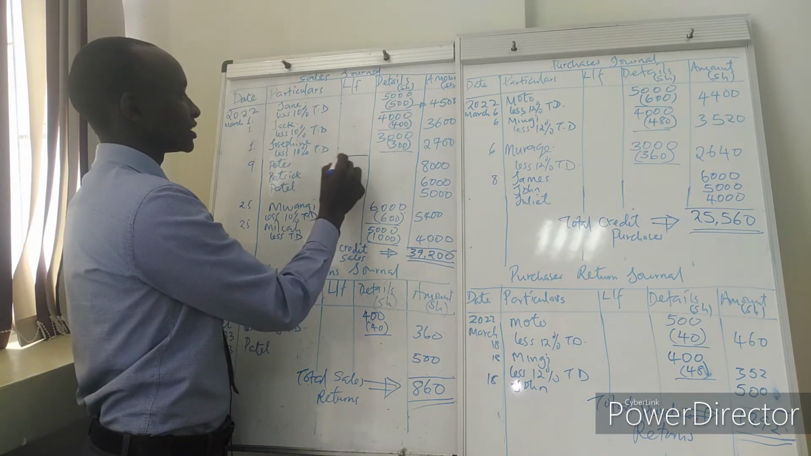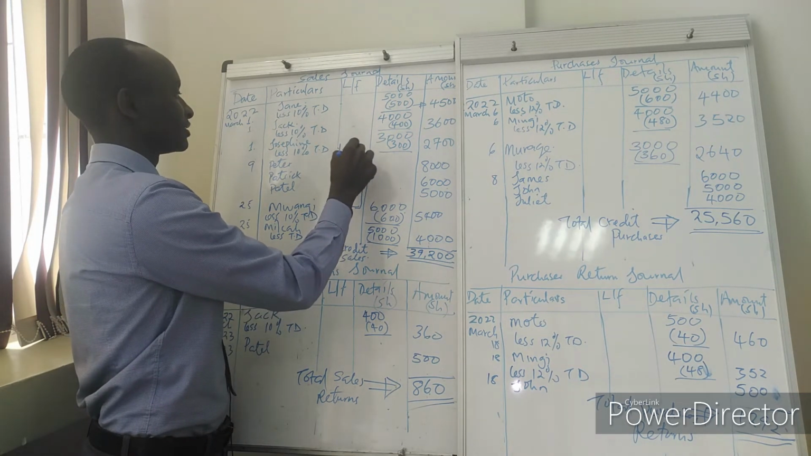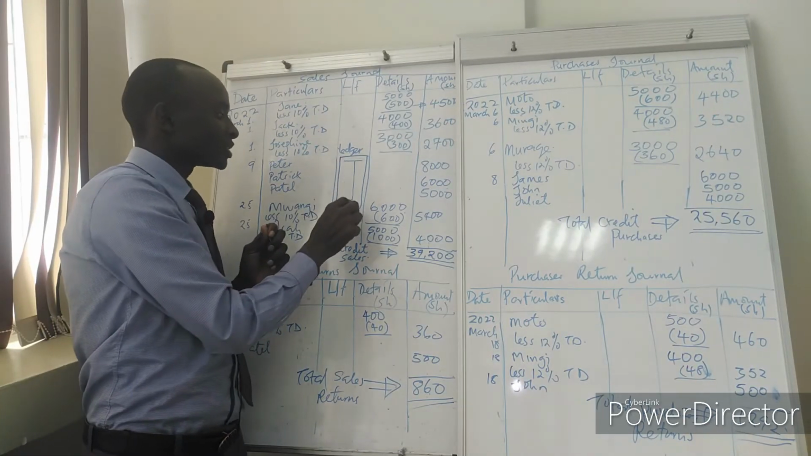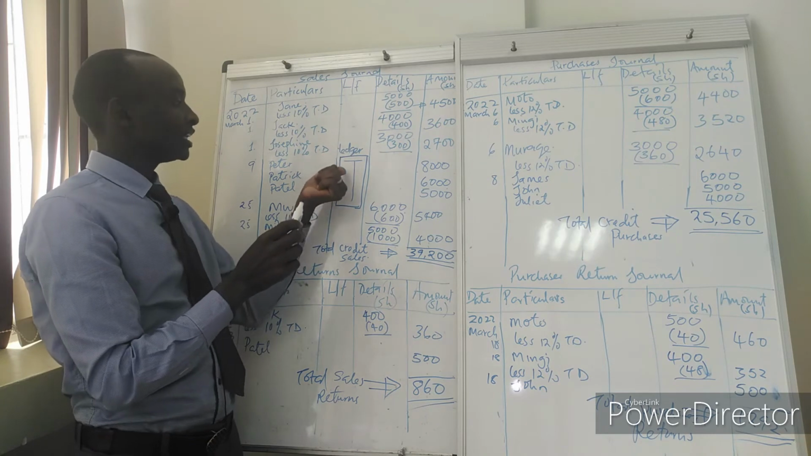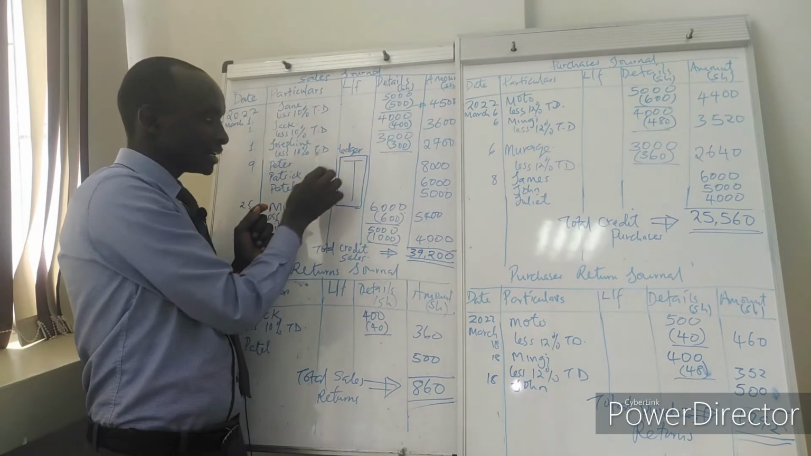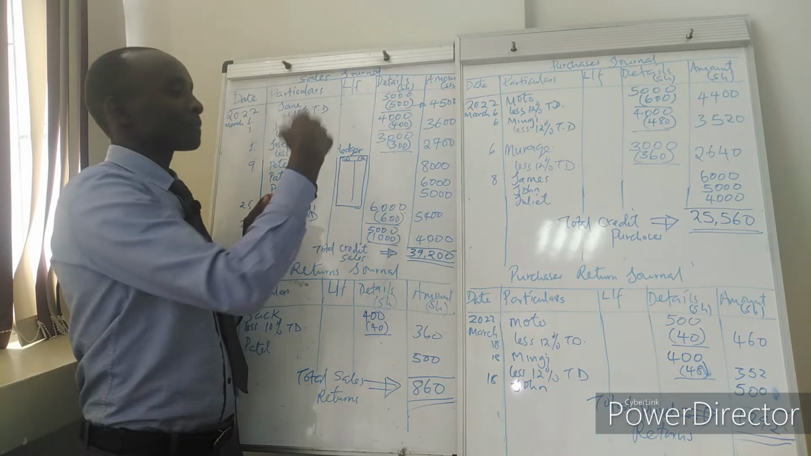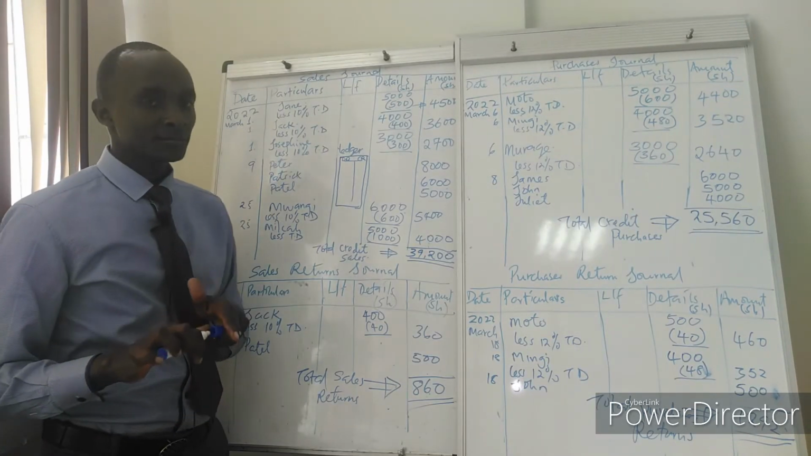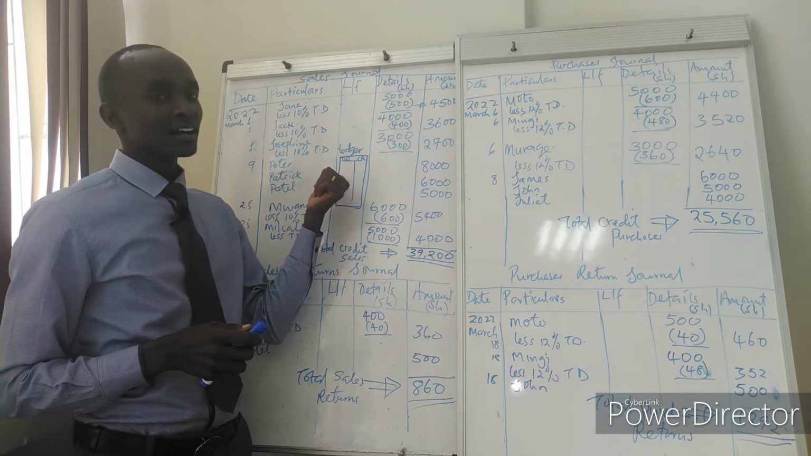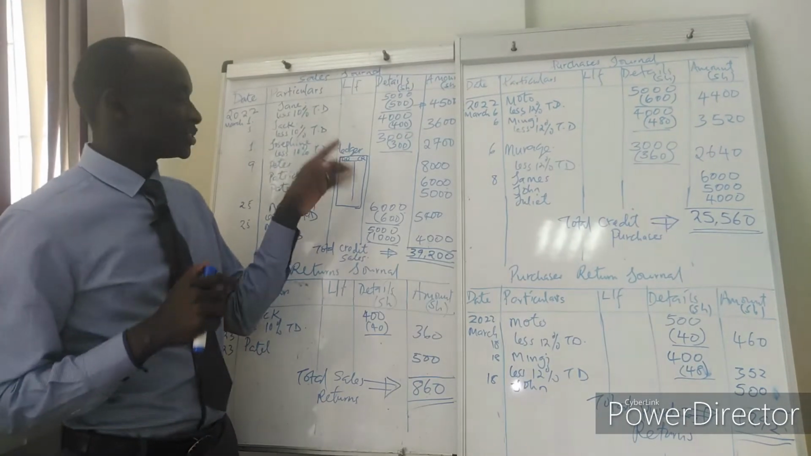I told you that if this is our ledger, inside this ledger there is an account. This is a page of a ledger. In a page of a ledger, there is an account inside, which has got two sides. The left-hand side is referred to as the debit, and the right-hand side is referred to as the credit.